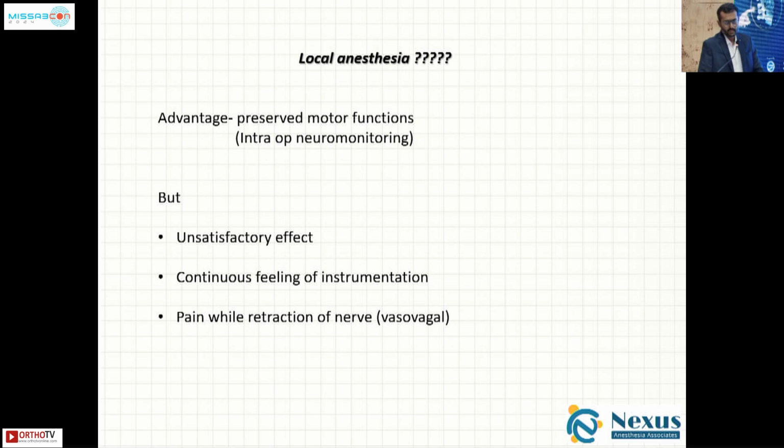The best would be local anesthesia. Yes, that's the advantage of preserving the motor function, so we can do intraoperative neuromonitoring. But sometimes it has an unsatisfactory effect and the patient will have a continuous feeling of instrumentation over the surgical site. And sometimes there may be pain from retraction of the nerve, which can cause severe pain and the patient can go into vasovagal shock.